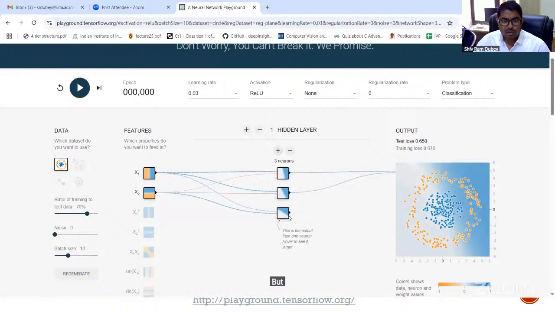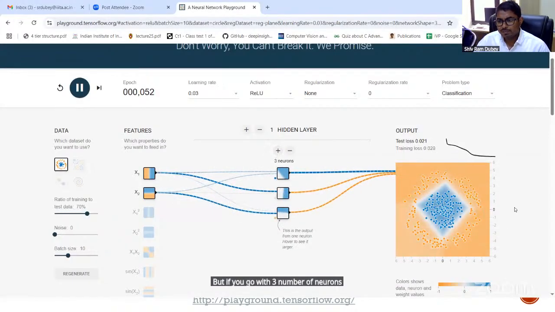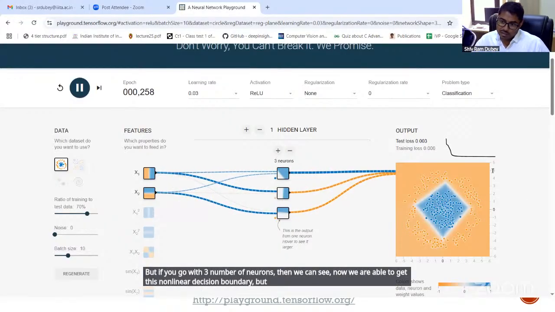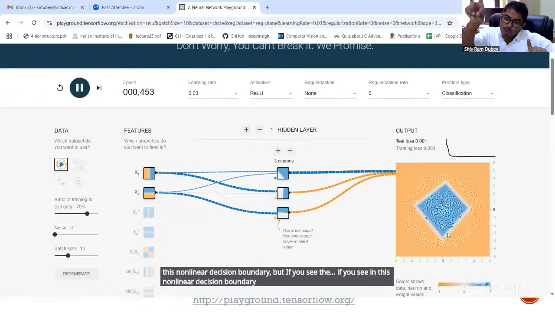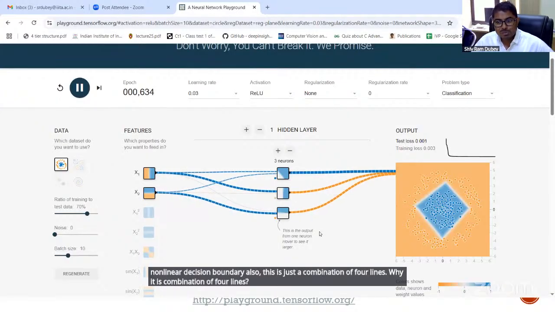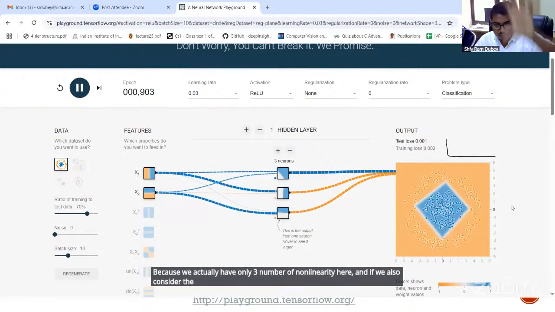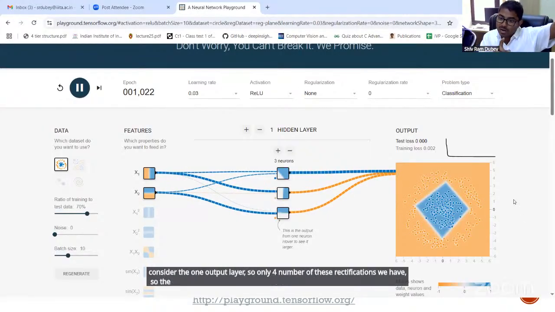But if we go with 3 neurons, then we can see we are now able to get this nonlinear decision boundary. But if you look at this nonlinear decision boundary also, it is just a combination of 4 lines. Why is it a combination of 4 lines? Because we actually have only 3 nonlinearities here, and if we also consider the one output layer, we have only 4 of these rectifications. So the linear decision boundary that we had can be rectified only 4 times. It means it can be changed only 4 times.